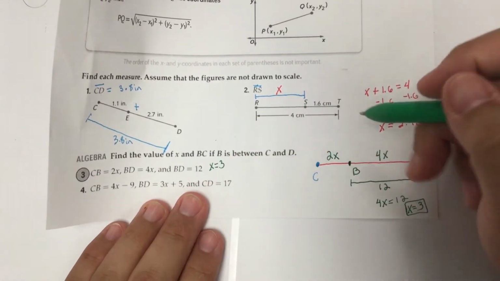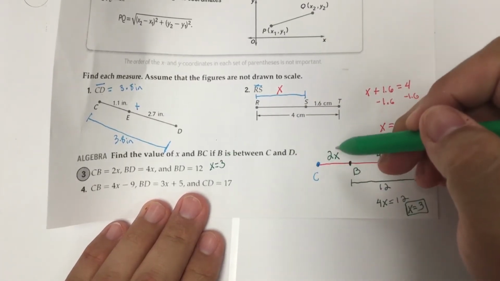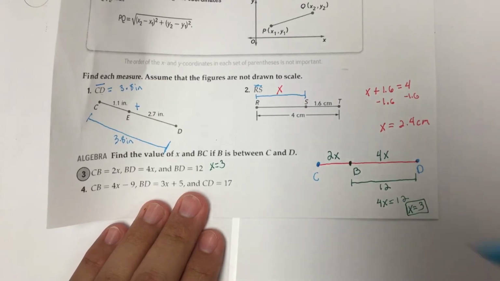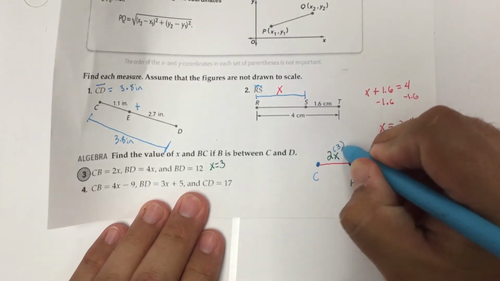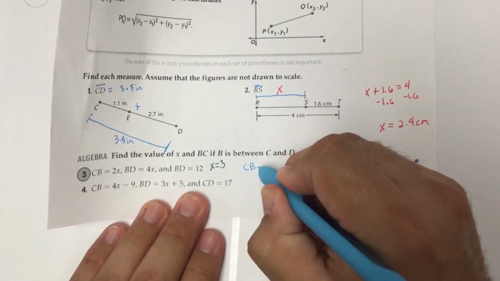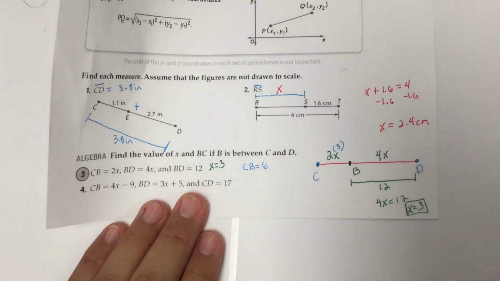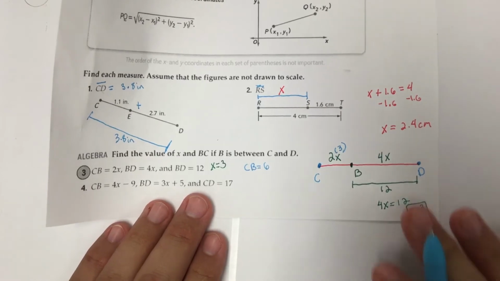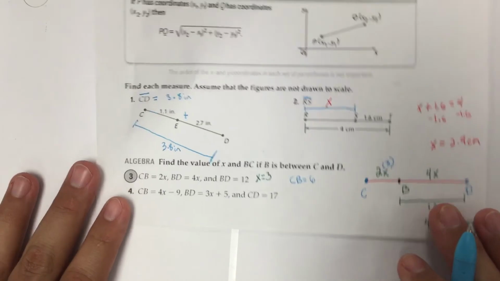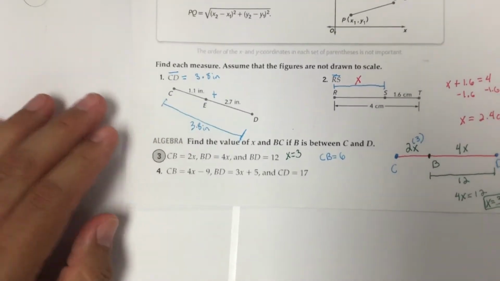Well, if x equals 3, all I need to do is plug in the value of x here so that I can get CB, because that's what I'm trying to look for. So I'm going to plug in my 3 value for x. 2 times 3 is 6. So this tells me that CB is equal to 6. Make sense? All right. If you need a pause or if you need help, let me know. All right. So let's look at this next one.